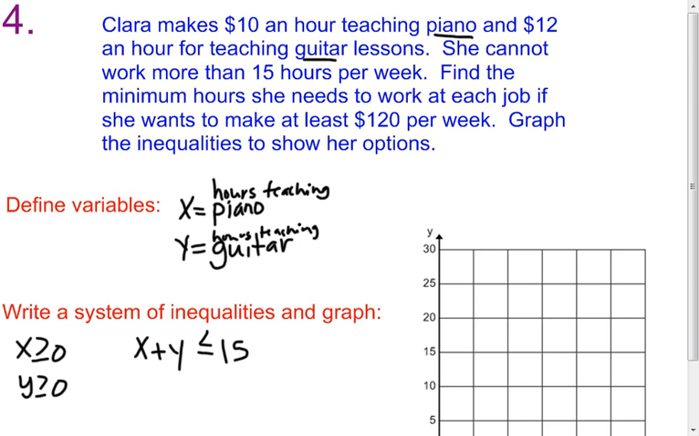And we need another equation that deals with how much money she can make. Okay? I'm going to do this so that it doesn't get mixed in there. She can do $10 teaching piano, which is X, plus $12 teaching guitar, which is Y. And she wants to make at least $120 in a week. Okay? So there's your equations that you need.